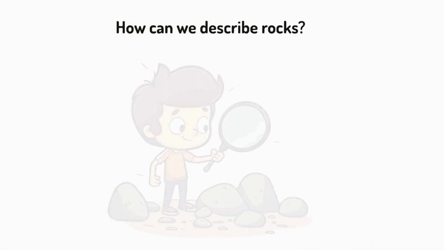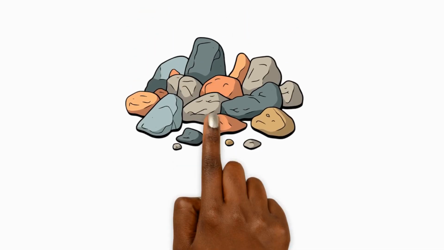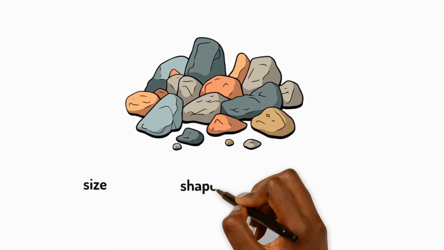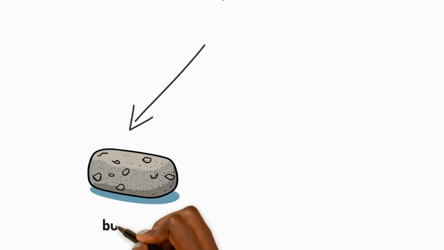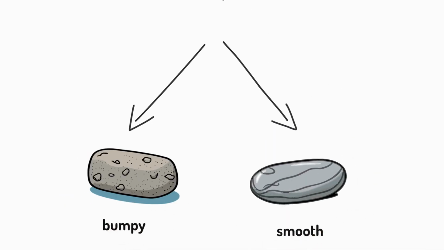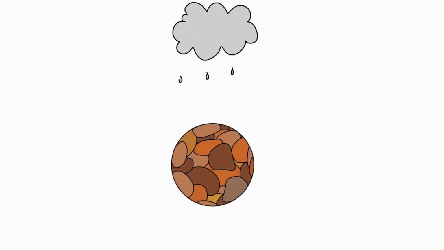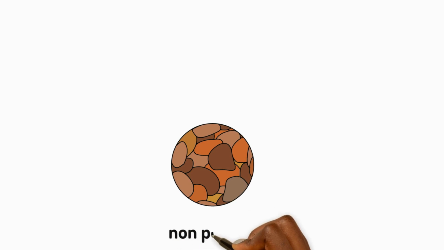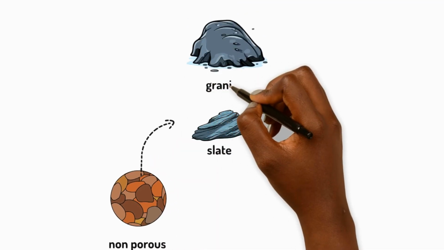How can we describe rocks? It's useful to group rocks based on their properties, like size, shape, and colour, or even by feel, like bumpy or smooth. Some rocks have grains packed tightly with no spaces inside them, and this makes them quite heavy. Water can't get inside them. We call these rocks non-porous, and examples are slate and granite.